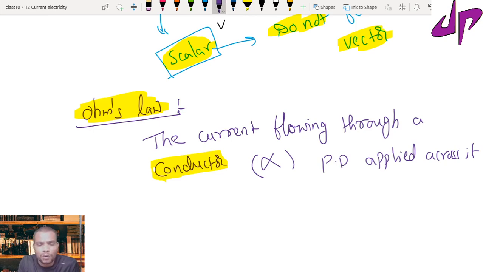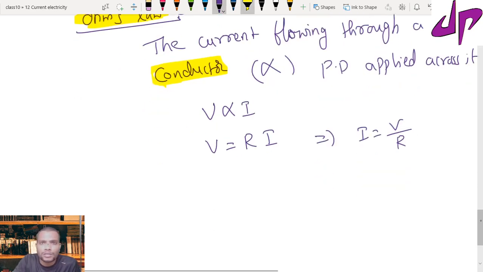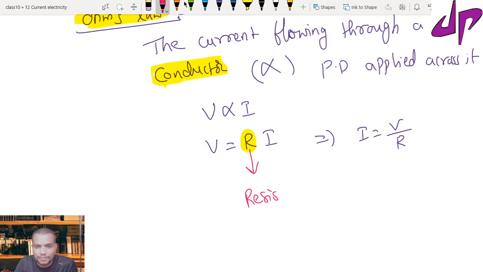So it is better to write it in equation form: voltage is directly proportional to current, and we will remove the proportionality symbol and replace it with the constant R. So V equals IR. That implies we can define current I equals V upon R. Here R is the proportionality constant, which we call resistance.